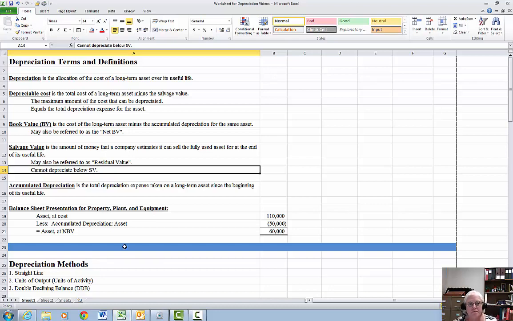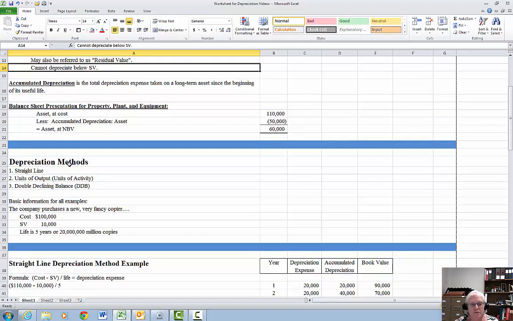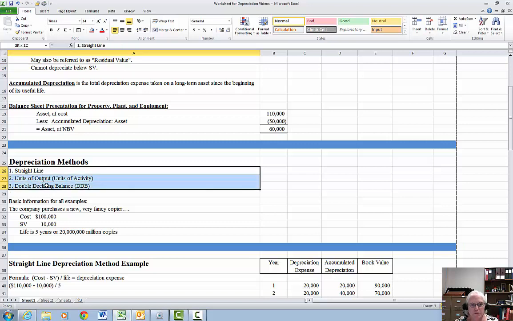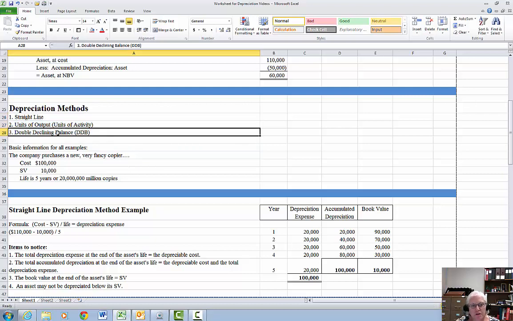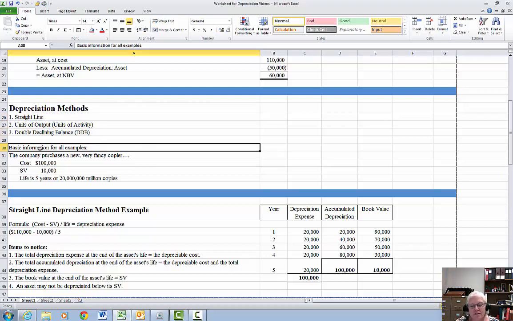Okay, so what I'm going to do is take 3 depreciation methods that we're covering in this chapter, and I'm going to do a video over each one separately so that they're not too long and you don't have to lose your attention span too fast. So the 3 methods are going to be straight line, units of output, double declining balance. And I'm going to use the same basic information for every example, and I'll review it again.